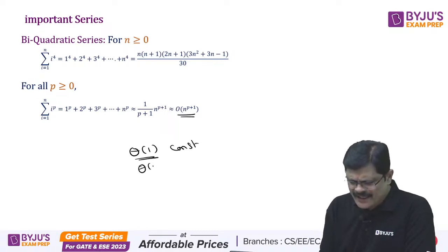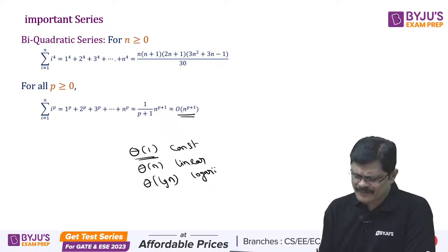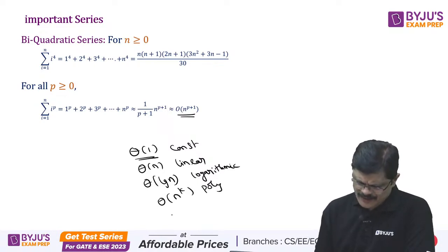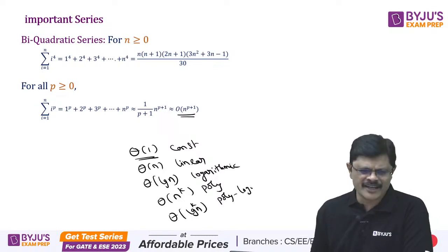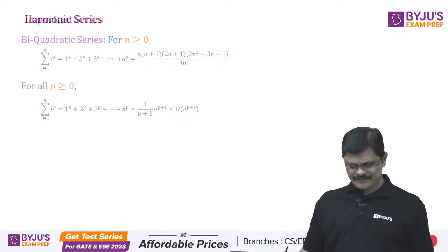This is called linear time. This is called logarithmic time. Okay, so we can also have polynomial, n power k is polynomial. And we can also have log n power k, or log power k n, which is called polylog. Like that we can have many other names, my dear friends. Different complexities can be there.